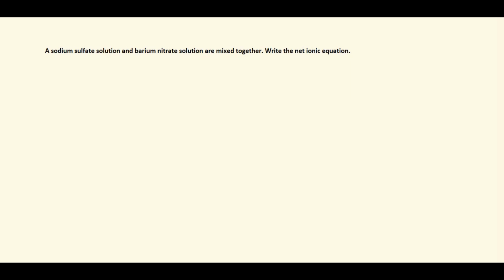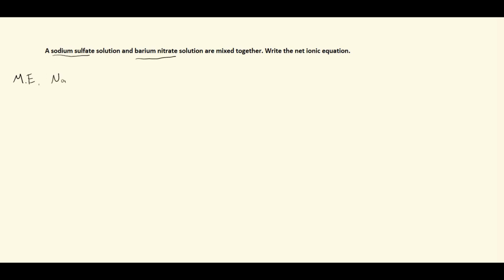A sodium sulfate solution and barium nitrate solution are mixed together. Write the net ionic equation. So the first thing we want to do is write the molecular equation for this reaction. We see that we have sodium sulfate solution and barium nitrate solution. So we'll go ahead and write their chemical formulas.